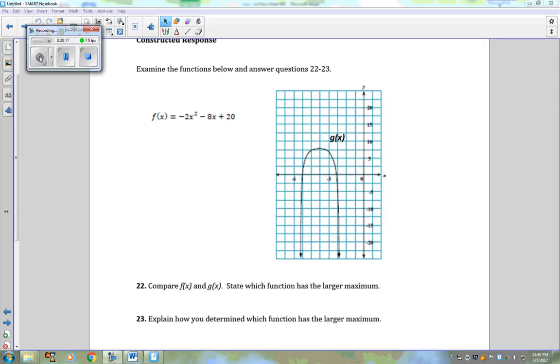Okay, for the constructed response, it wants us to compare this equation with this graph. Note that they are not the same. One is f of x, one is g of x. It says state which function has the larger maximum. Well, you can look at the graph and find the maximum here is around 7.5.